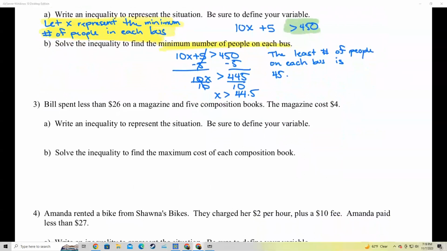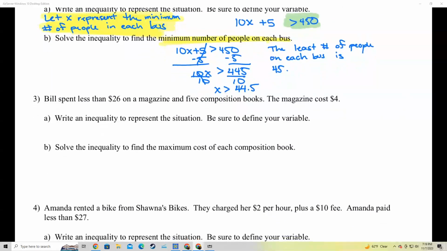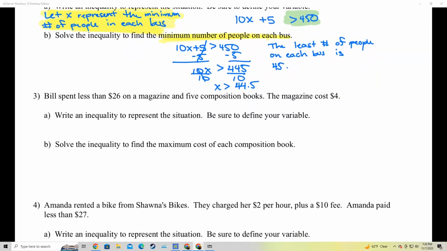All right, let's try the next one. It says Bill spent $26 on a magazine and 5 composition books. The magazine costs $4. Write an inequality and then define our variable. Let's go ahead and define the variable first. Let X represent. What is it that I'm trying to find? I'm trying to find the maximum cost of each composition book.